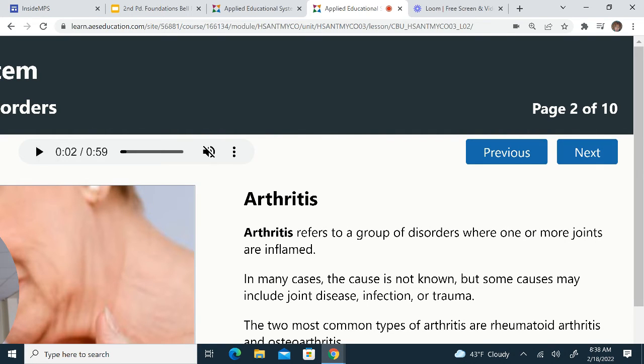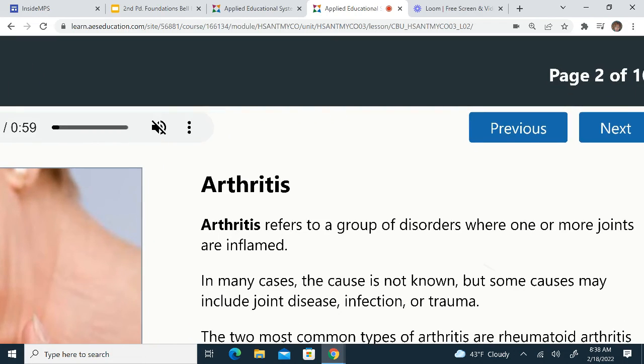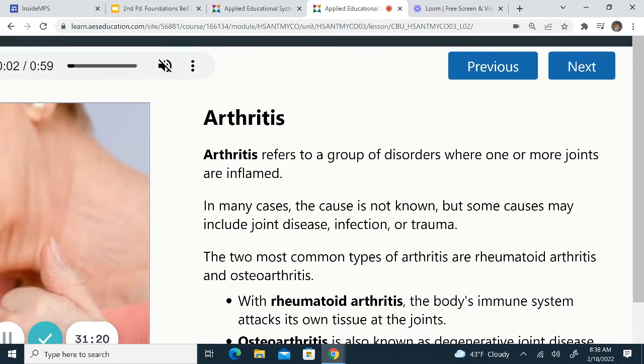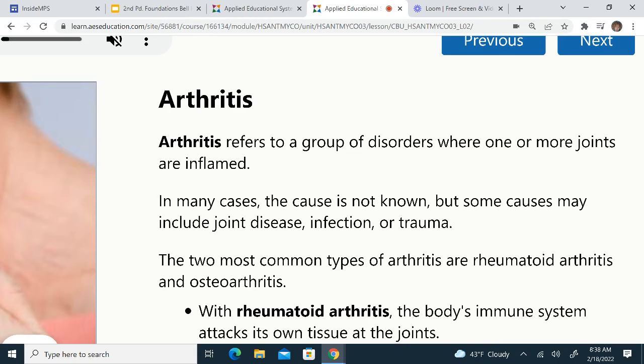Arthritis. Alright, so when one or more joints are inflamed, it's called arthritis. Write that down. So that's when people have arthritis. When their joints are inflamed, that's arthritis. The cause for arthritis is not known, but some causes may include joint disease, infection, or trauma.